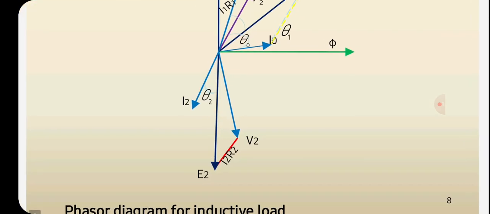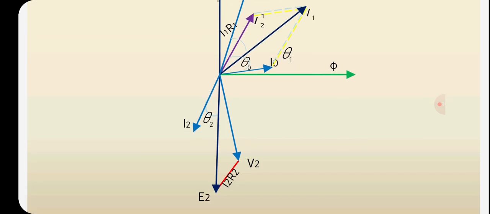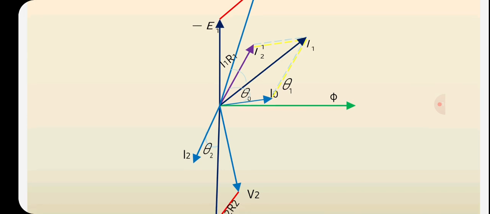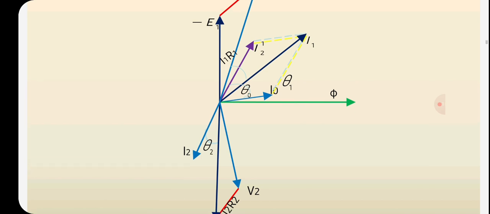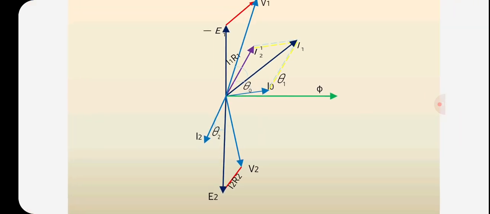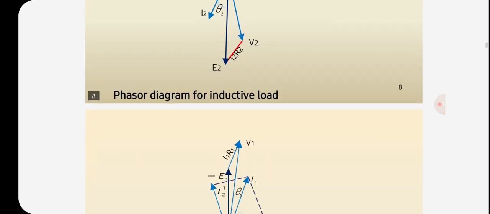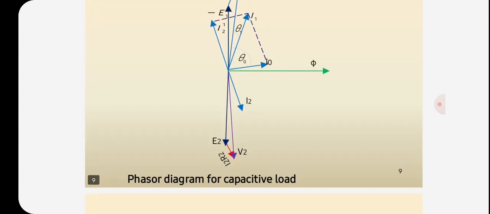But here on the lagging side, V2 is lagging I2. I2 dash is in the opposite direction to I2. So this is the lagging angle between I2 and V2. And here this is the phasor diagram for capacitive load.